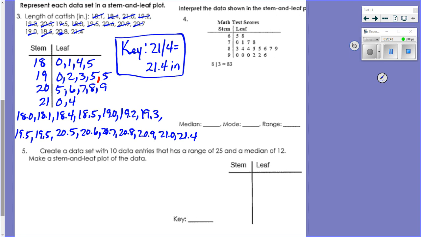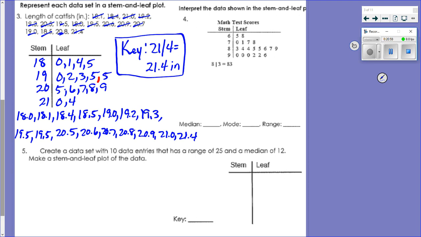Number 4 is pretty simple. All we're doing is interpreting. So I'll give you guys 30 seconds to figure out the median, mode, range. I imagine some of you have probably already done that. Okay, looks like most of you are done.